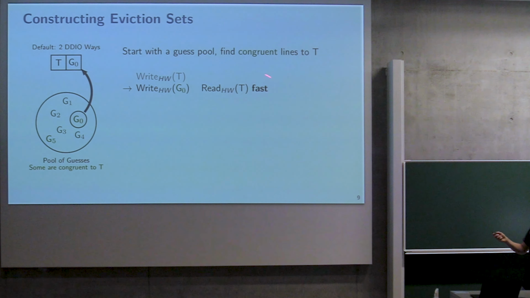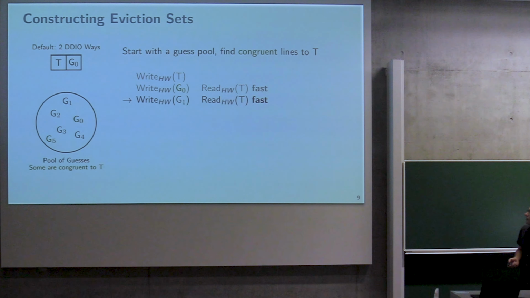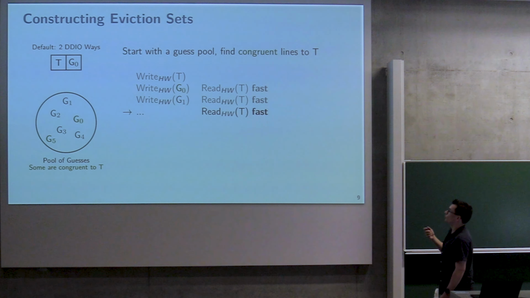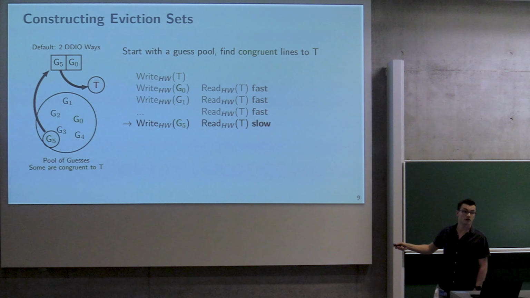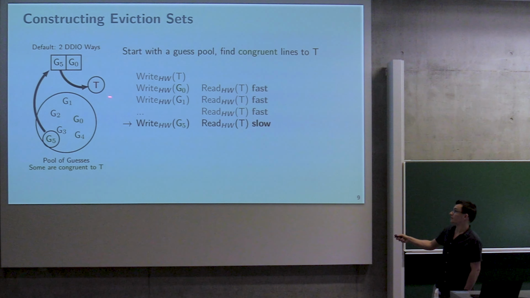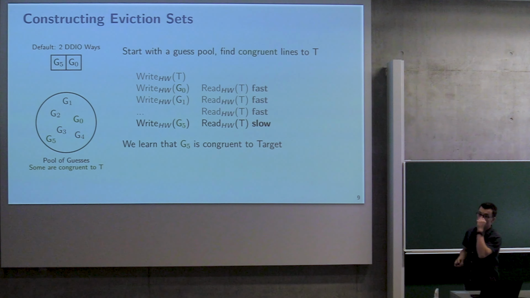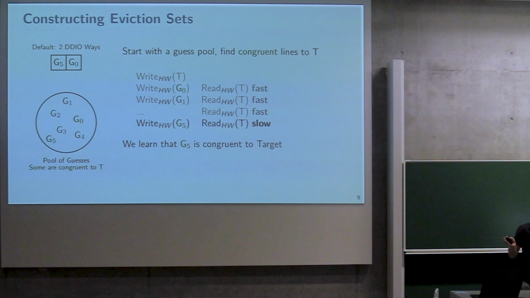So we don't observe this, and our target read is still fast. It's not evicted yet. And then we try more and more guesses, so we go through the pool until at some point we get another address that is congruent to the target. Now it evicts it, we see it as a slow read, and that means that G5 must be congruent with the target, easy peasy, and we have a first element of the eviction set.